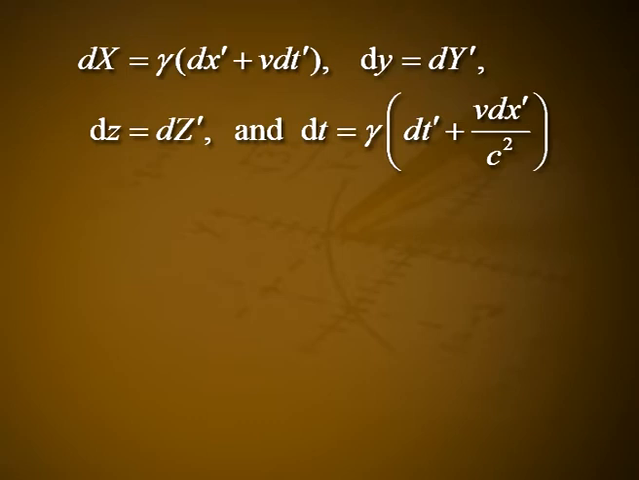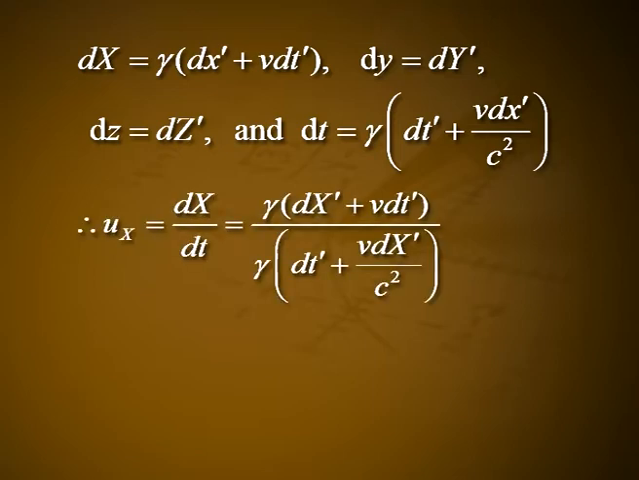The inverse transformation equations are x is equal to gamma into x dash plus v t dash, y is equal to y dash, z is equal to z dash, t is equal to gamma into t dash plus v x dash by c square. Taking differentials, dx is equal to gamma into dx dash plus v dt dash, dy is equal to dy dash, dz is equal to dz dash, and dt is equal to gamma into dt dash plus v dx dash by c square.